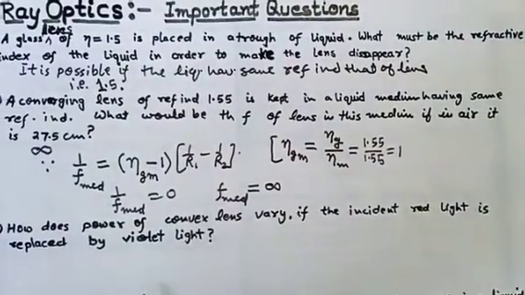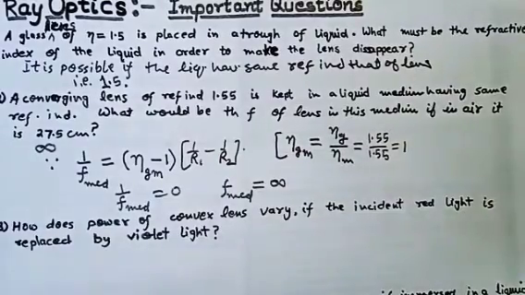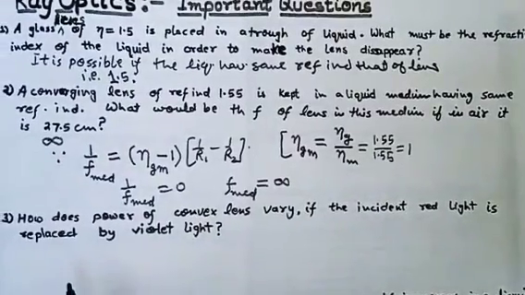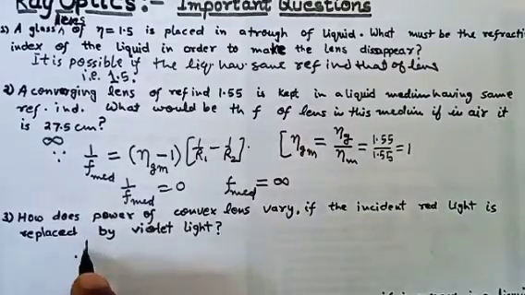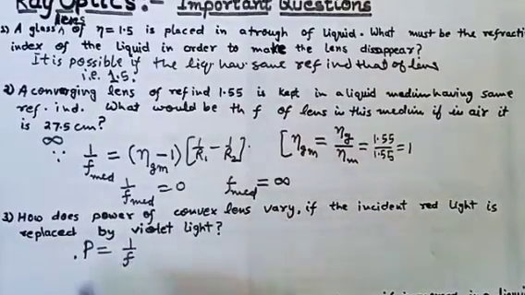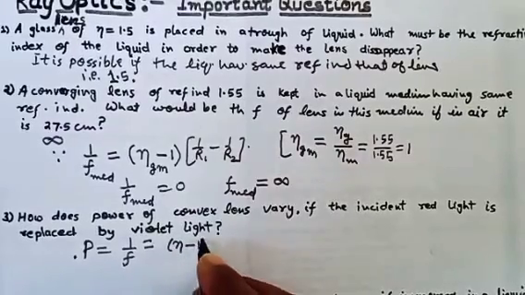How does the power of a convex lens vary if incident red light is replaced by violet light? So this is the case of some relation of focal length with refractive index. So we know that power is equal to 1 upon f, the reciprocal of focal length, and then we can put that lens maker formula.